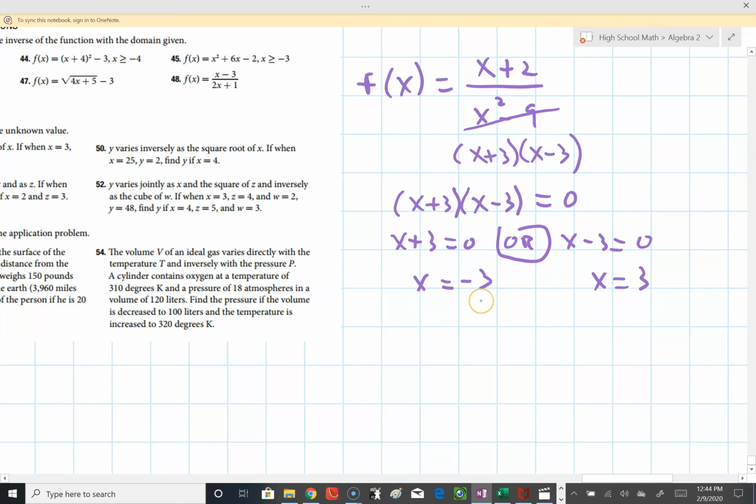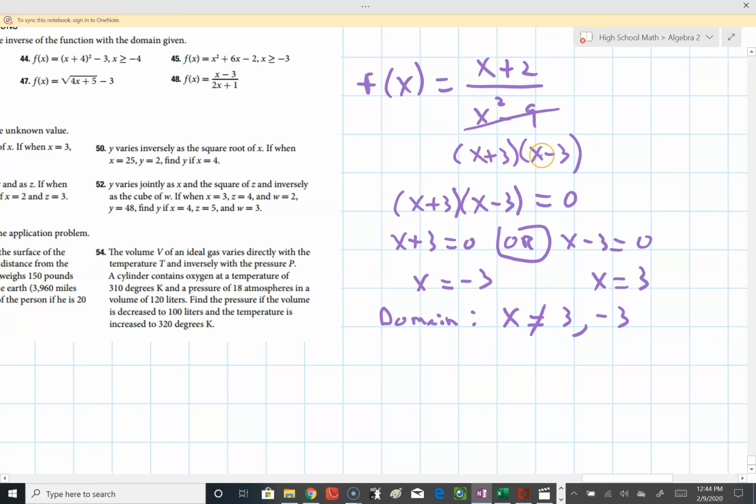These are excluded values. They won't be in our domain. So the domain would be all reals except that. The domain are x is not equal to 3 and negative 3. And they're going to be vertical asymptotes.